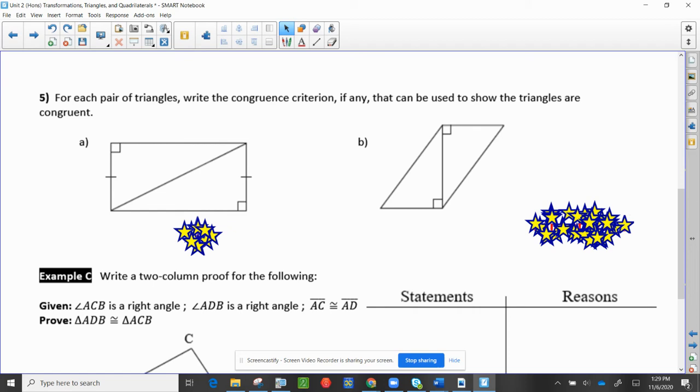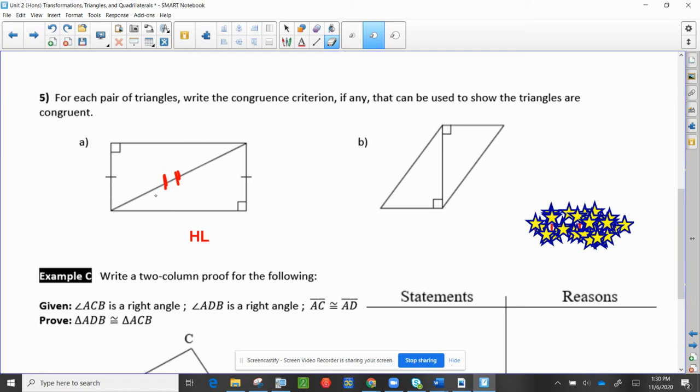So let's look here. For each pair of triangles, write the congruence criteria, if any, that can be used to show that the triangles are congruent. So in number 5A, can I prove that these two triangles are congruent? And if so, what criteria am I using to prove it? Okay, so actually, yes, we can prove congruence because we can use the reflexive property here. So if you notice now, we have a right angle. We have the hypotenuse because it's the length that's across from the 90-degree angle. And we also have one leg that's congruent. So this is the HL.